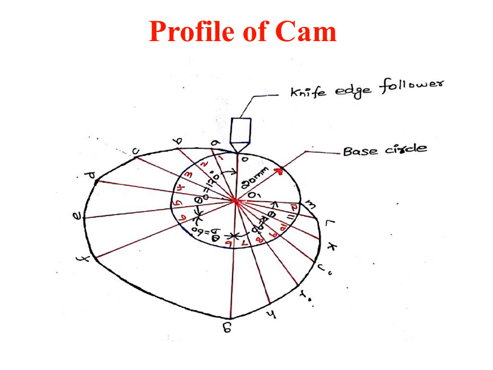It's clearly mentioned in the problem again that the follower and the cam shaft axes are the same. That means they are in line. So we just draw a vertical line such that it intersects the base circle at O dash here. Now with O dash and O as the base, we mark the outstroke, that is 120 degrees, dwell 60 degrees, and again the return stroke 90 degrees.